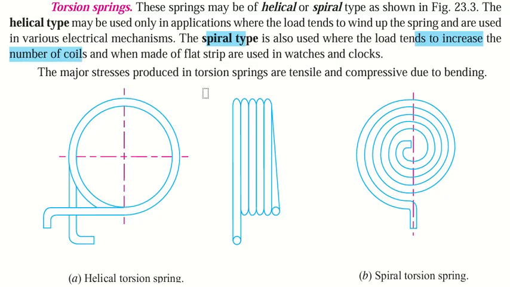The major stresses produced in these are tensile and compressive due to bending. In both the helical and spiral torsion springs, tensile and compressive types of stress are formed, and it is due to bending action.